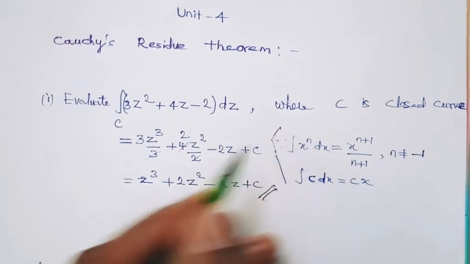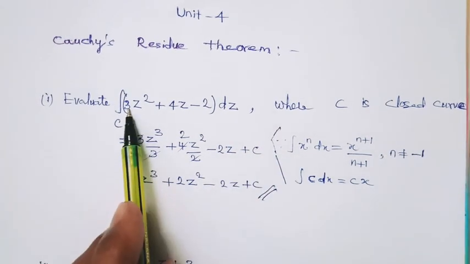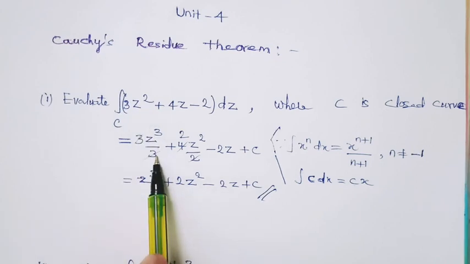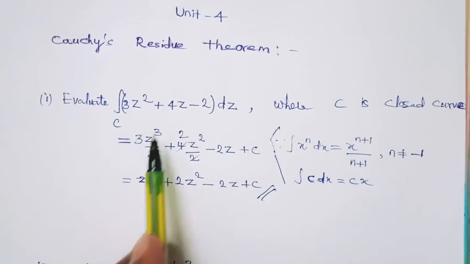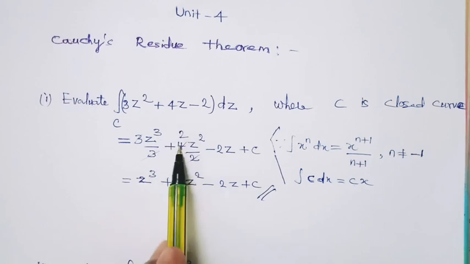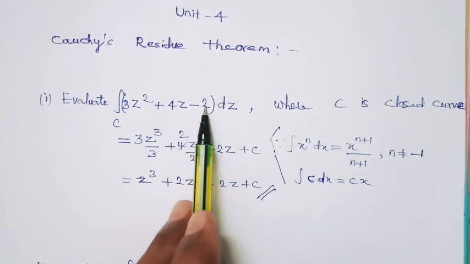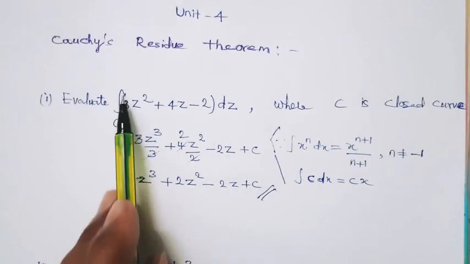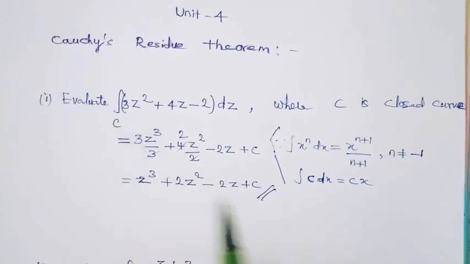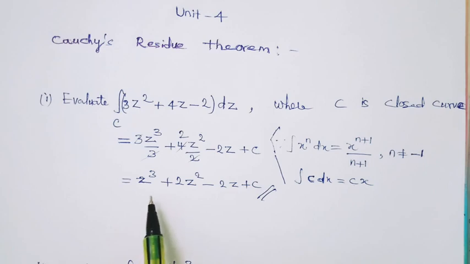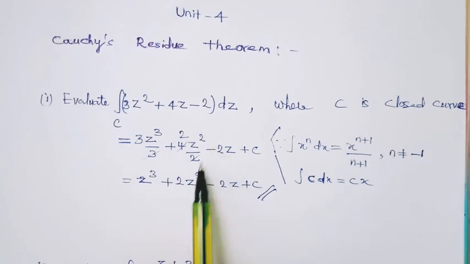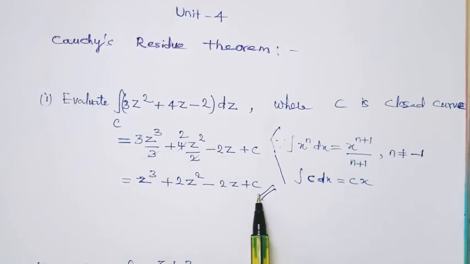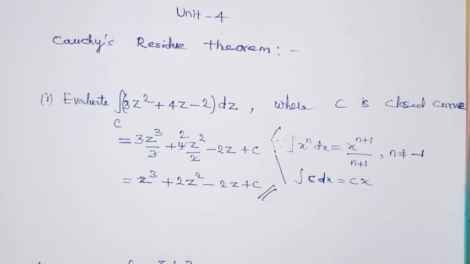Now apply this formula. Integration of z square is z cube by 3. This 3 is constant, you must keep as it is. And integration of this 4z is 4 into z square by 2 minus integration of this 2 is 2z, and this plus c for indefinite integral because they are not given what is c. Now simplify this. After simplification you got this answer. Now look at next problem.